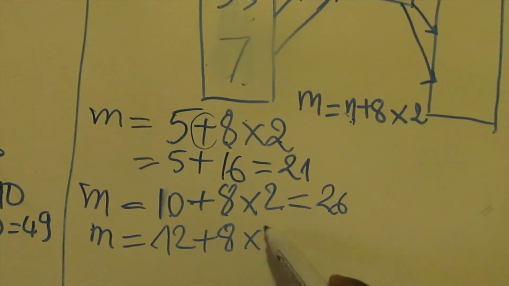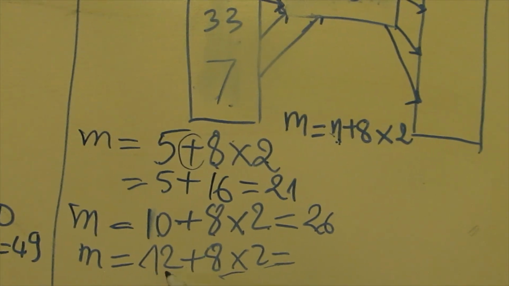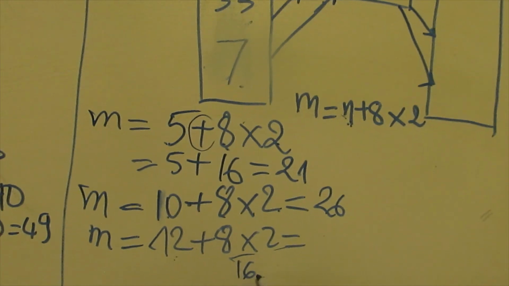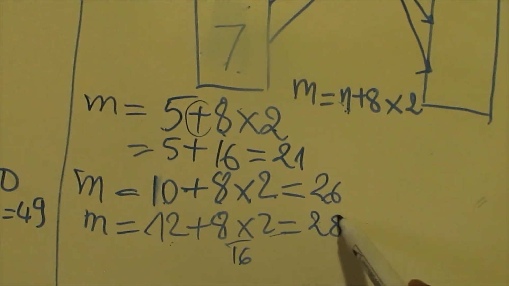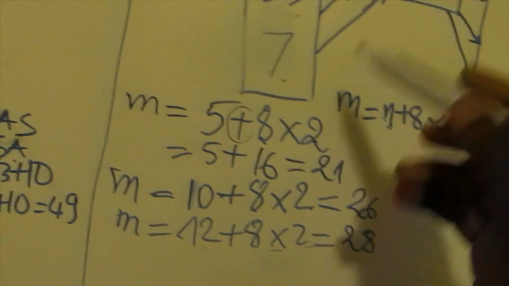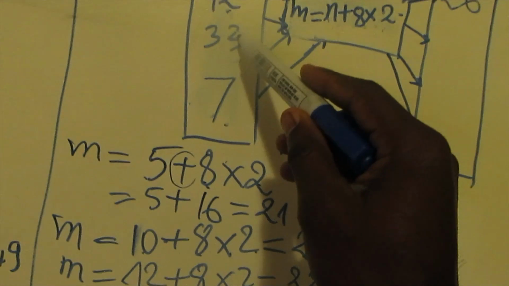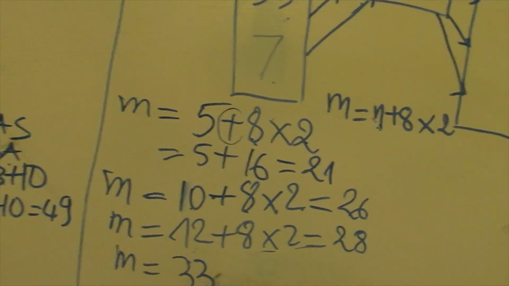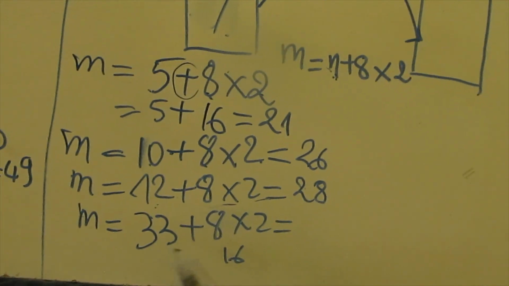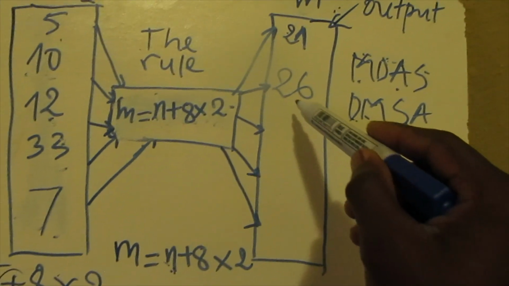Plus 8 times 2. 8 times 2 is 16. 16 plus 12 equal to 28. So this gives us 28. Now we can carry on to get the next one. M equal to the next input, 33, and we replace the value of the input: 8 times 2, 16, plus 33, 49.